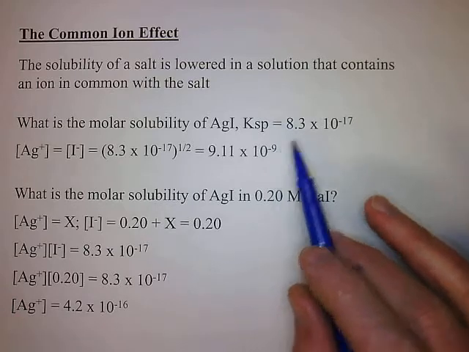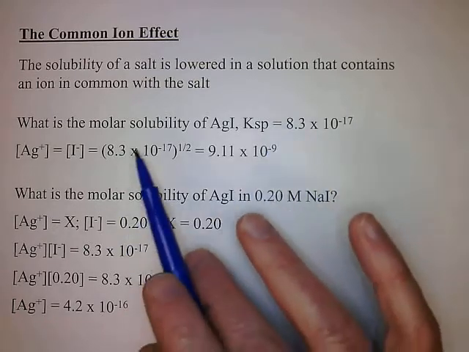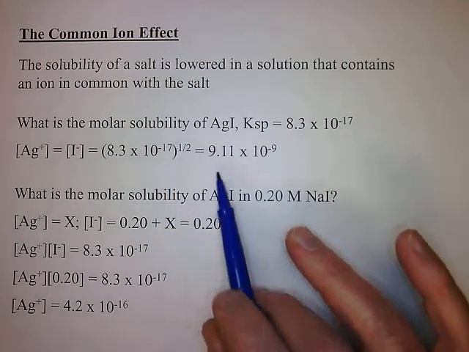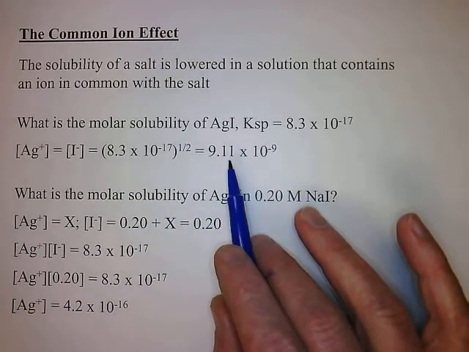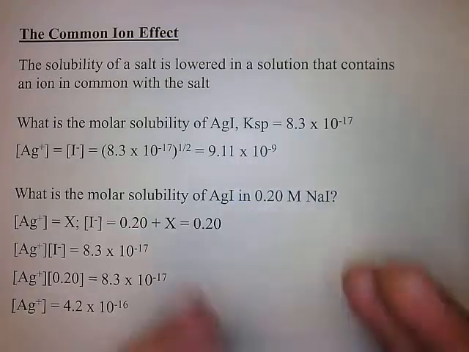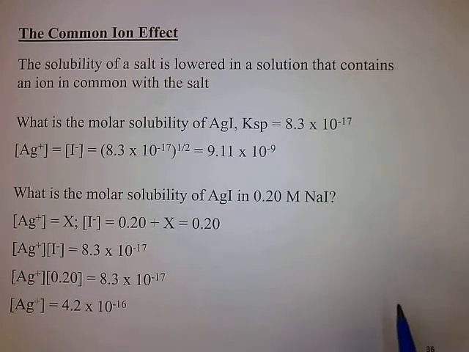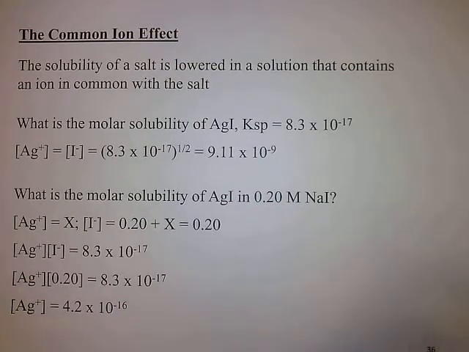Okay? So to get the molar solubility, we simply take the square root of the KSP, and you get 9.11 times 10 to the minus 9, right? So that's really insoluble. It's even more insoluble than the silver bromide example that we used. Okay. So the second part of this problem is, suppose I ask you, what's the molar solubility of silver iodide in 0.2 molar sodium iodide?